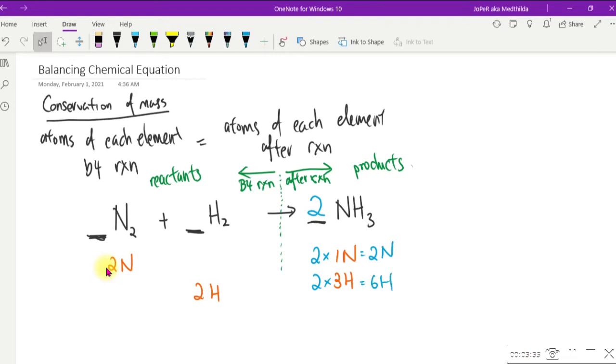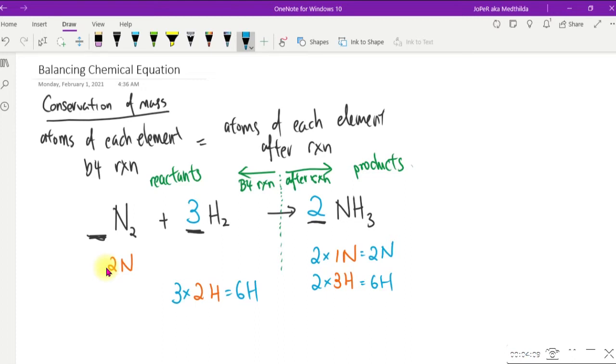So let's look at nitrogen over here. Left hand side we have 2, right hand side we have 2. So we are done balancing. Once we have balanced nitrogen, let's go on to the next element, hydrogen. We've got 2 hydrogens on the left hand side, 6 hydrogens on the right hand side. So what do we do next? We put a 3 over here, because 3 times 2, we get 6 hydrogens. So both left and right for nitrogen and hydrogen are balanced.